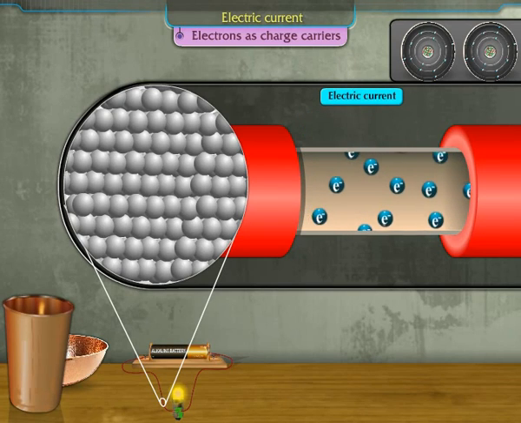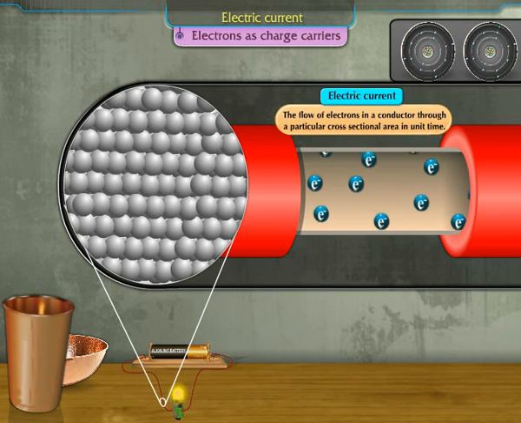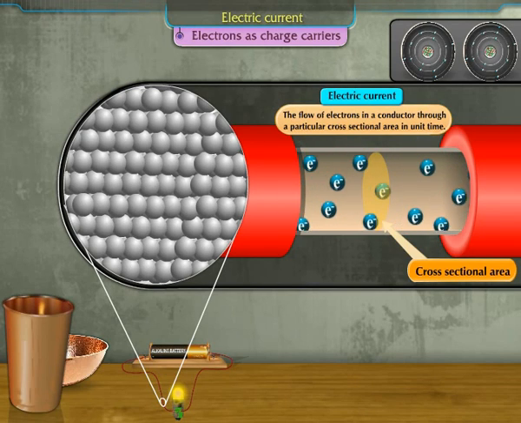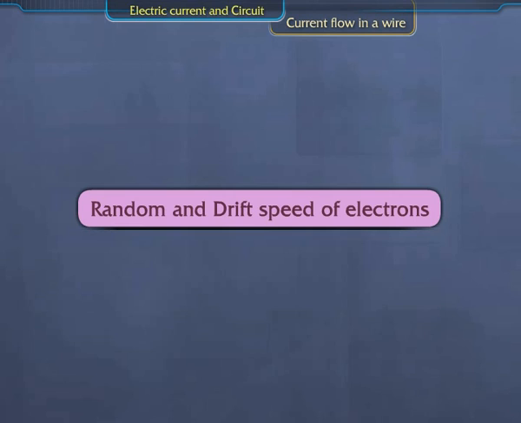Thus, electric current can be defined as the flow of electrons in a conductor through a particular cross-sectional area in unit time. Current flow in a wire. Random and drift speed of electrons and the electric current.